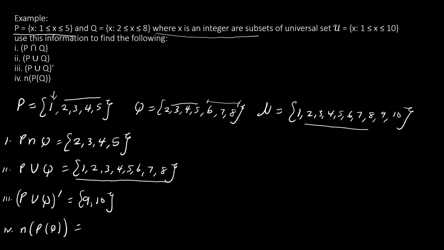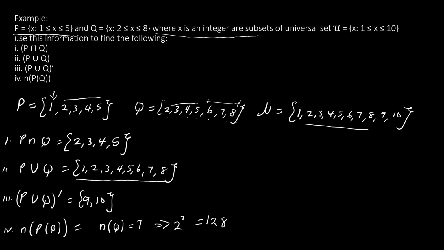The fourth one, rather, is the number of elements in the power set of Q. In the last tutorial, in the last slide, we looked at a formula for getting the number of elements in the power set. The first thing we have to look at is the number of elements in set Q, which is 1, 2, 3, 4, 5, 6, 7. This is 7. So to get the number of elements in the power set of Q, we simply raise 2 to the power of 7. And this equals 128. So the number of elements in the power set of Q is equal to 128.